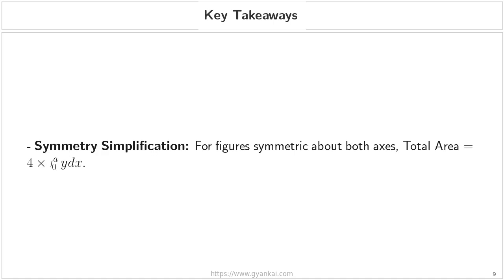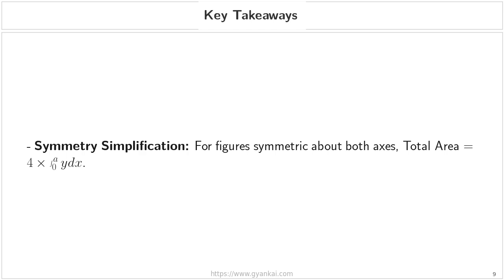First, remember the power of symmetry simplification. As we discussed throughout the derivation of both the circle and the ellipse, when you are dealing with figures that are symmetric about both the x-axis and the y-axis, you don't need to tackle the entire shape at once. Instead, you can simply calculate the area of just one quadrant, from 0 to a, and then multiply that resulting area by 4. So, the total area equals 4 times the integral from 0 to a of y with respect to x.